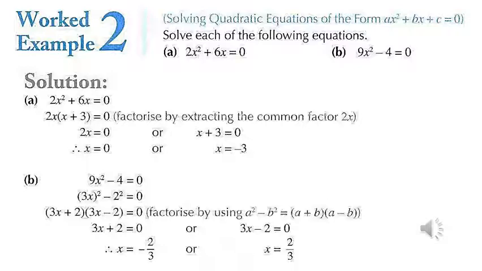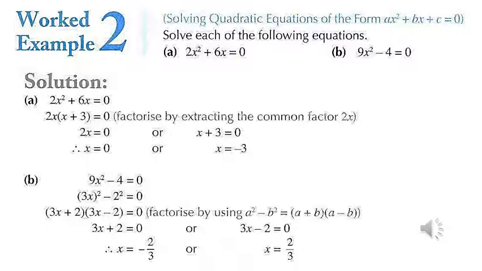Now we have two factors 2x and x plus 3. The product of these two factors is equal to 0. So 2x is equal to 0 or x plus 3 is equal to 0. So the values of x are 0 or minus 3.